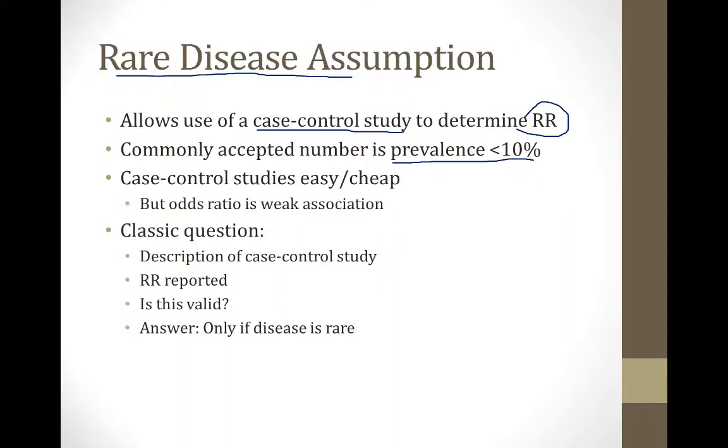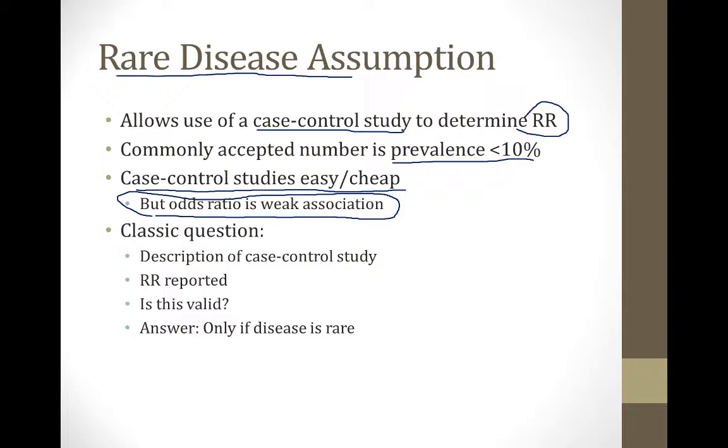The commonly accepted definition of a rare disease is a prevalence under 10%. So if your study population has a disease prevalence of less than 10% of the subjects, then you can make the rare disease assumption. And this is very helpful because case control studies are easier to do and they're often cheaper and less expensive. But we don't like that odds ratio. It's a weak association. It's a clumsy number. We like to use the risk ratio, and we're able to do that when the disease is rare.